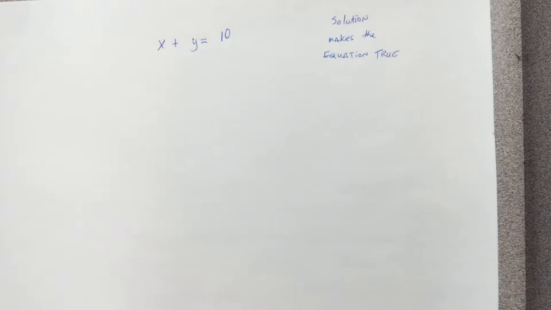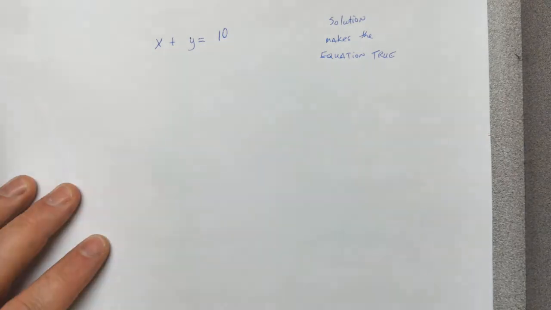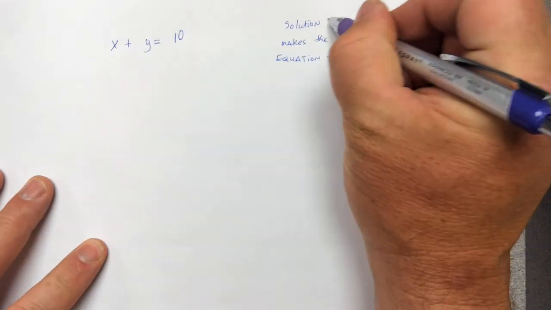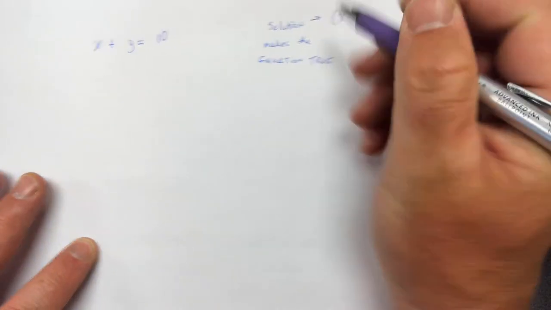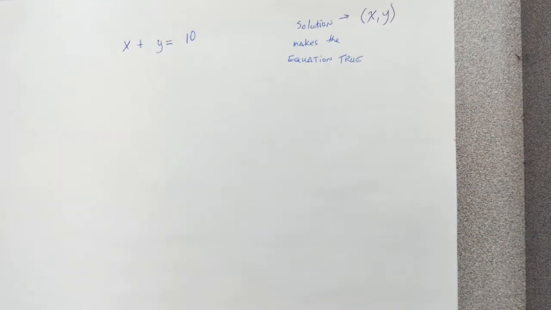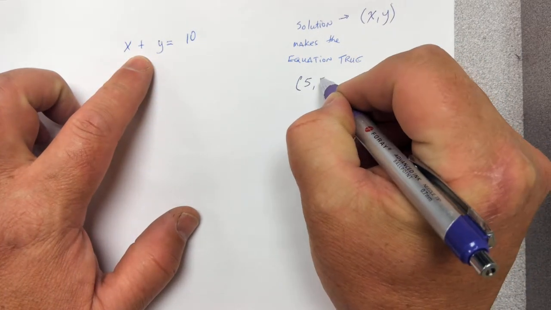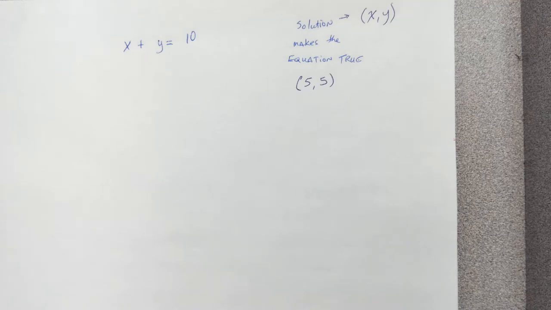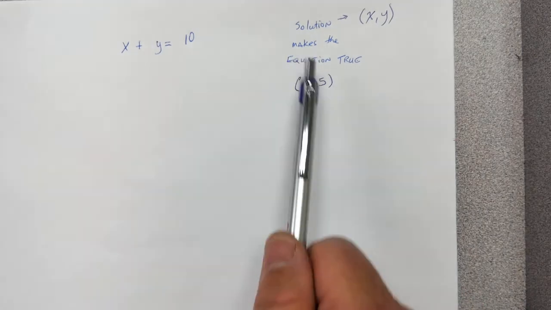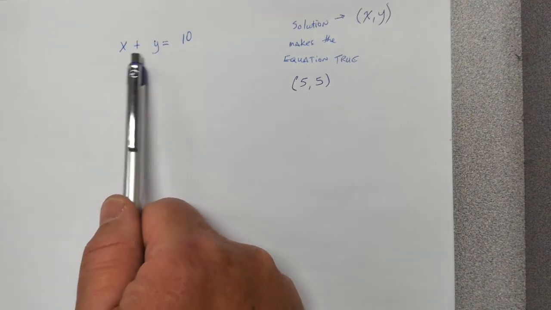So, Yolanda, you see how we have an X and we have a Y? That means that our solutions are going to look like x, comma y. X comes before y in the alphabet, so we put the x first and the y second. So an example of a solution for this, a really easy one, is 5, comma 5. Because that says x is 5 and that says y is 5. 5 plus 5 is 10.